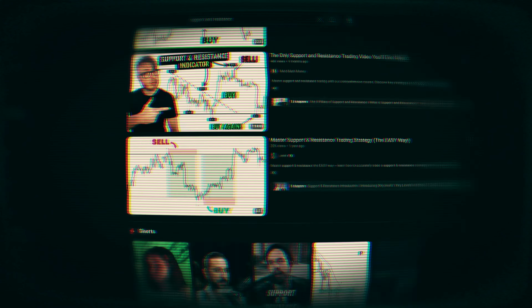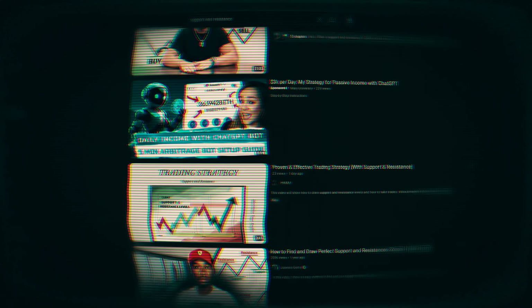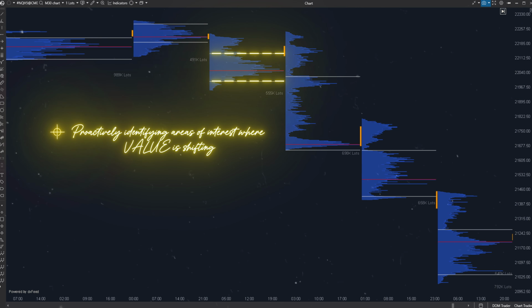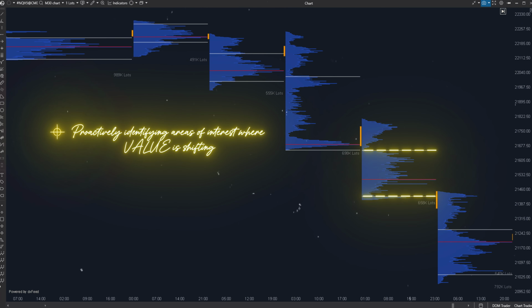Compare that to retail traders, who often focus solely on price patterns or arbitrary levels that lack consistency. This disparity is why institutional traders dominate. They're not just reacting to price, they're proactively identifying areas of interest where value is shifting.